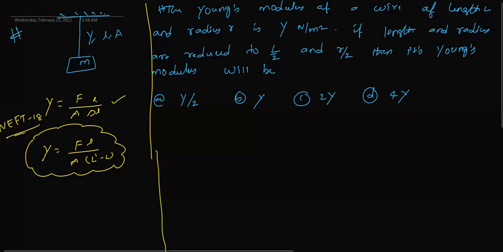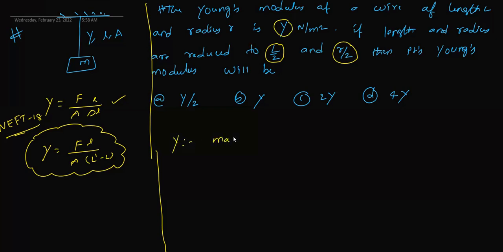So if you observe clearly, they're changing the dimensions here. Length is decreasing to L by 2 and radius is decreasing to R by 2, which means area is decreasing. But we need to comment on Young's modulus. You know that Young's modulus is a material property. It is different for different materials. For example, for copper it is different, for ferrous it is different, for nickel it is different. It depends on the material, it does not depend on the dimensions of the material. So Young's modulus remains constant if dimensions are changed here.